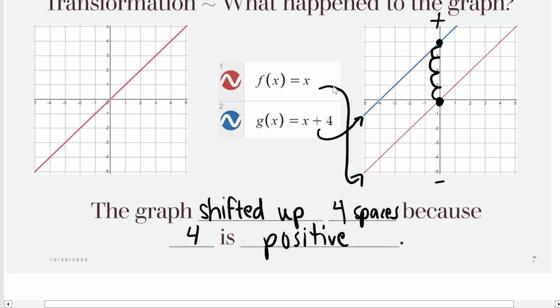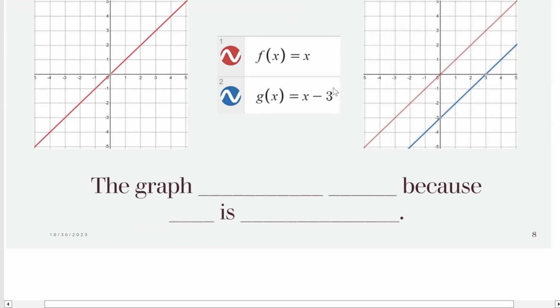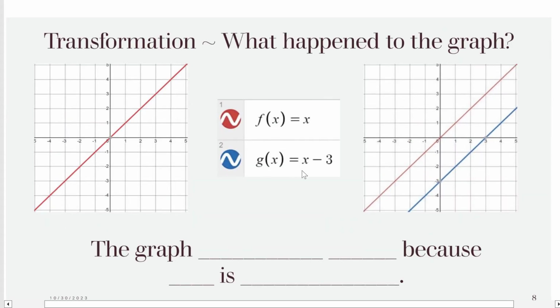All right, let's look at the next example. Siguiente ejemplo. You can type this in Desmos if you want to check. Tú puedes escribir esto en Desmos si quieres chequear. So again, this is the original, and this is the new graph. So what happened? Did it move up, or did it move down?